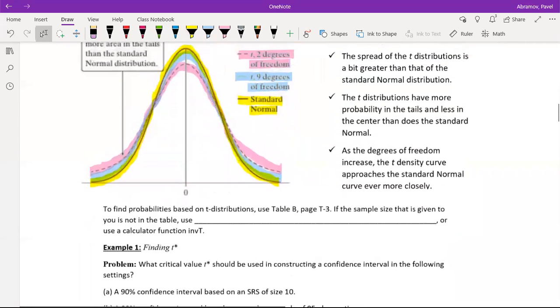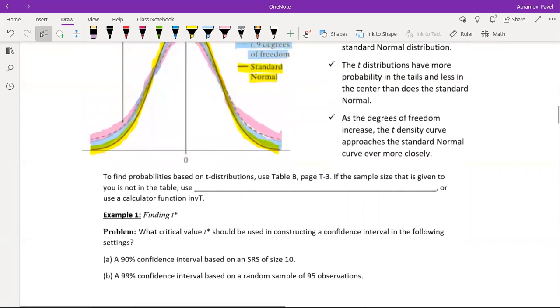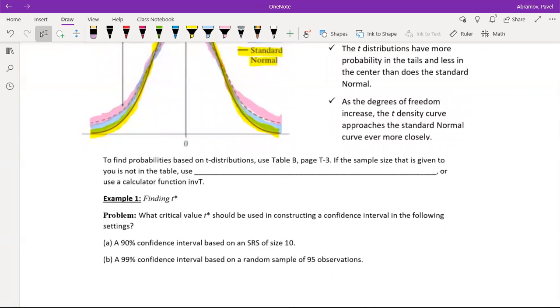So for t distributions, we will also be using a table, just like we've done for z-scores and the normal distribution. There is a particular table that will allow us to find certain probabilities. And that table is in your textbook. It's called Table B, and it's on page T3. I also have an uploaded PDF version of the table in the lesson, so you can download it and save it somewhere where you can easily find it.